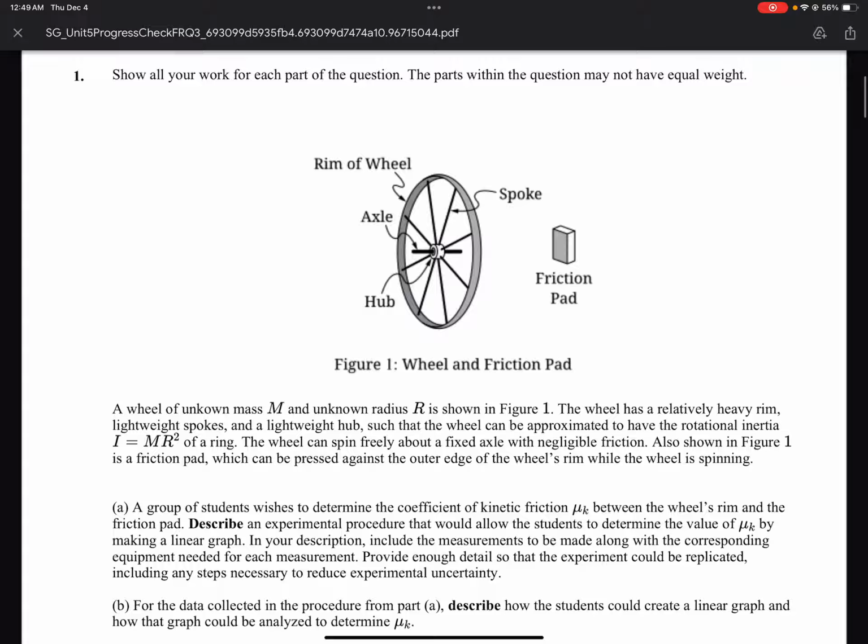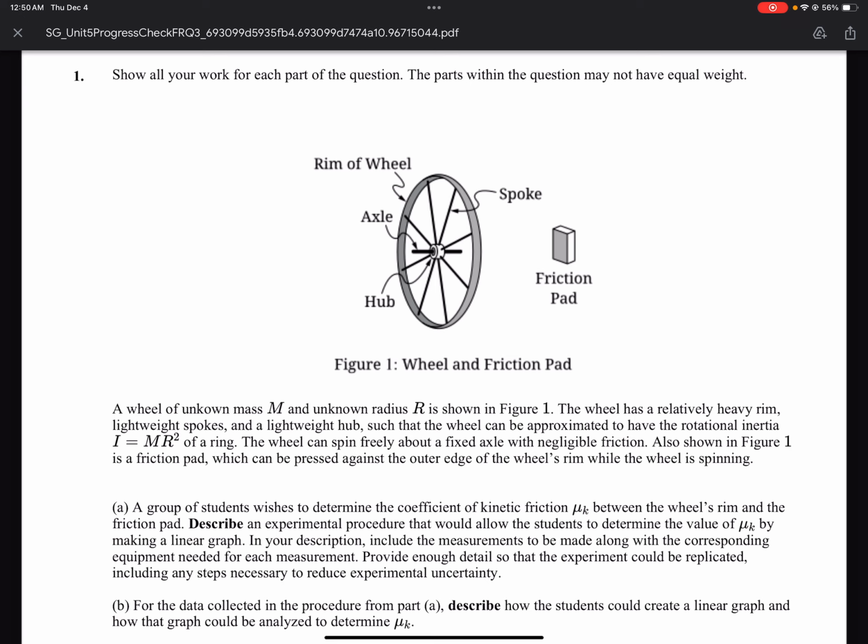So this one here, we have a friction pad and a wheel. And what we need to do is design an experiment to measure the coefficient of kinetic friction between the wheel's rim and the friction pad, and we have to describe a procedure. For these kind of FRQs, I'm just going to go through the scoring guideline just because there's a lot going on, and for me to show the data and come up with data, that takes a long time. But let me give a general gist before we even look at some examples.